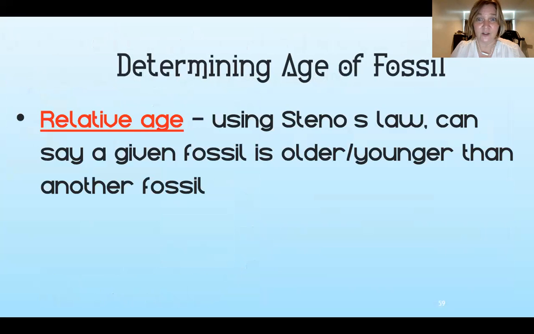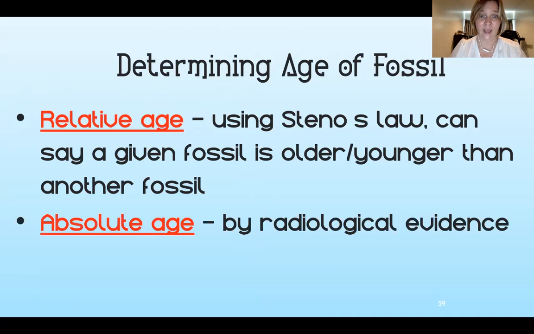So relative age, using Steno's law, we can say a given fossil is older or younger than another fossil, depending on where in the layers it is. So fossils that are in the lower layers are older than fossils that are in the upper layers. However, absolute age is determined by radiological evidence using radioactive dating.